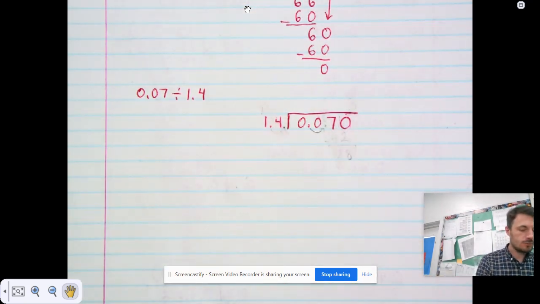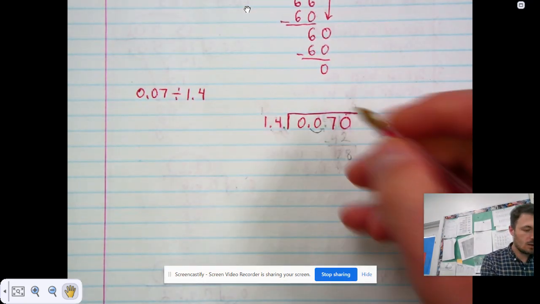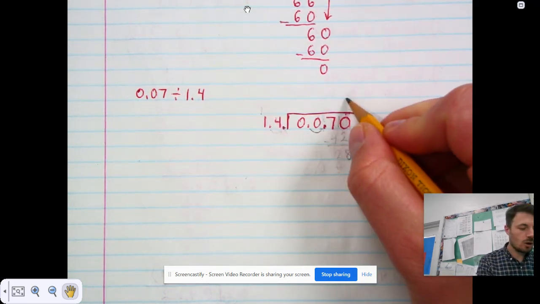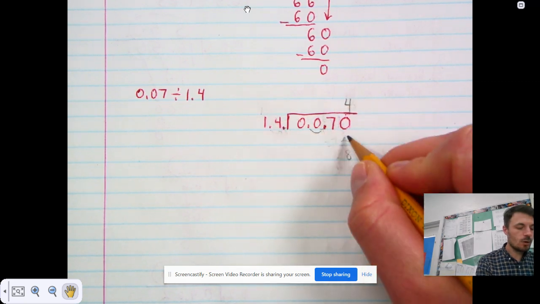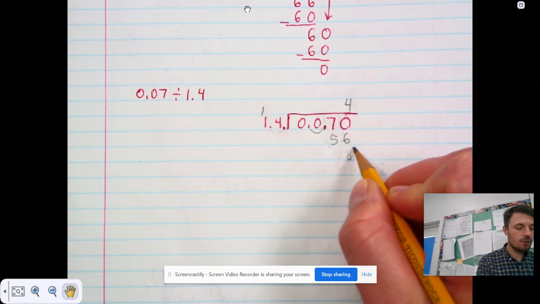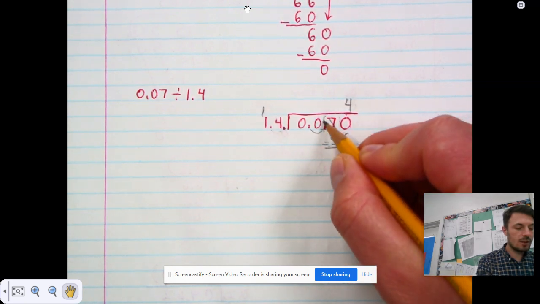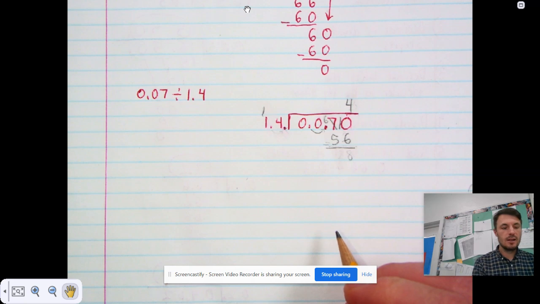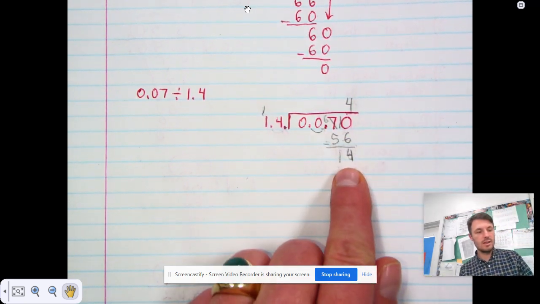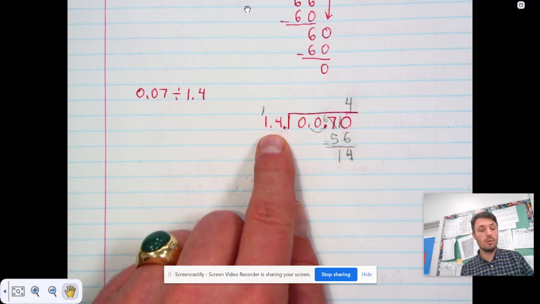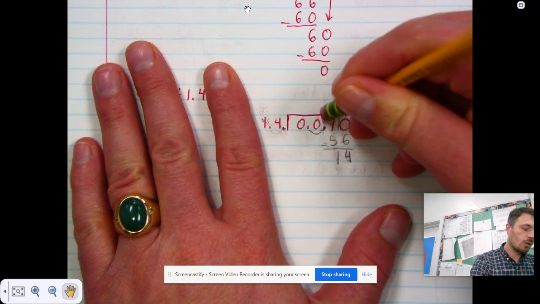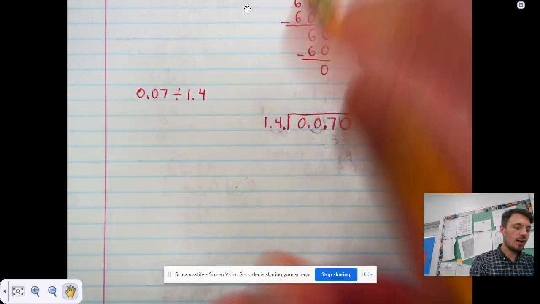Let's try, I accidentally erased where my new decimals are. Let's try a 4. 4 times 4 is 16, carry the 1. 4 times 1 is 4, plus 1 is 5. Let's subtract this. Borrow from the 7, make it a 6, making this 0 a 10. 10 minus 6 is 4. 6 minus 5 is 1. Is 14 smaller than 14? No. That means this can go up even more. A 4 didn't work, so let's try a 5.